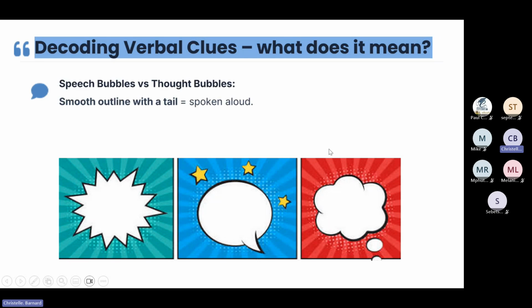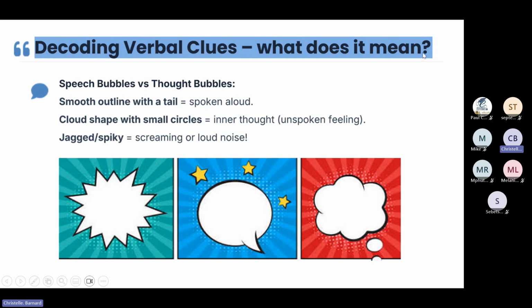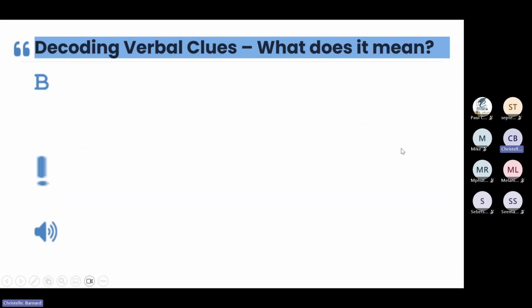We have to remember that we have different bubbles, speech bubbles and thought bubbles, and there I've given you the 3. The one with the jagged, spiky edges is usually when a person is screaming or when there's a loud noise. The solid circle with the solid tail is usually when the character is saying the words out loud. And the one that looks like a cloud, with little circles that connect the words in the bubble to the character, is a thought bubble, and it shows what the person is thinking.